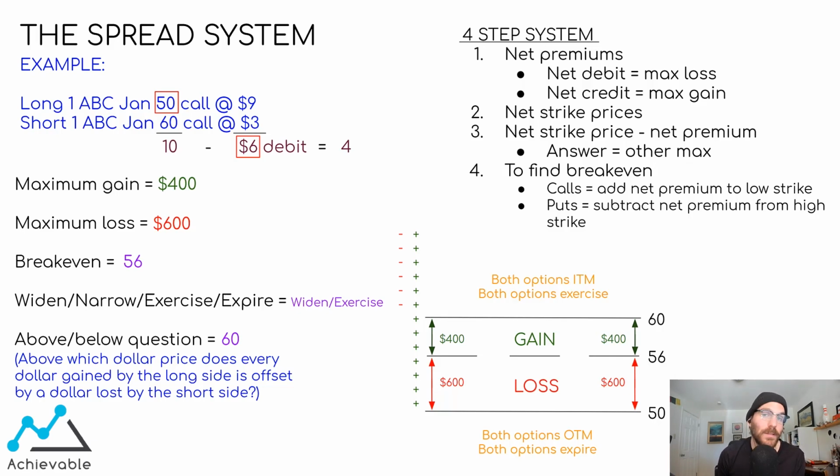And hopefully this helps a little bit with your understanding. It's important to not only understand how to get to maximum gain, maximum loss, and break even, but also we need to know how to name a spread and what's going on with the spread. We want the widen, narrow, exercise, expire thing. All that's important, and all of those are very easily test questions that you could see on your exam.